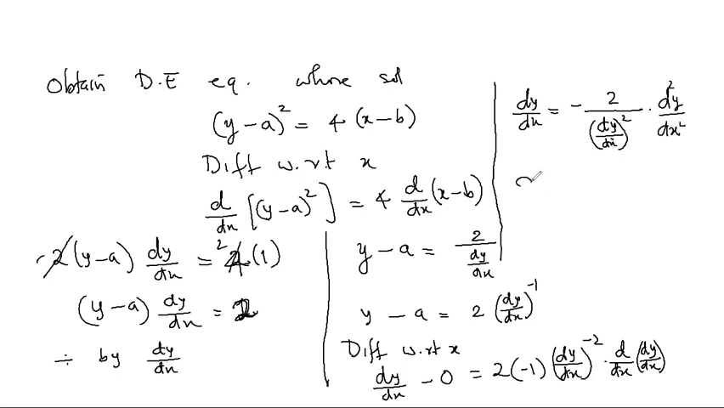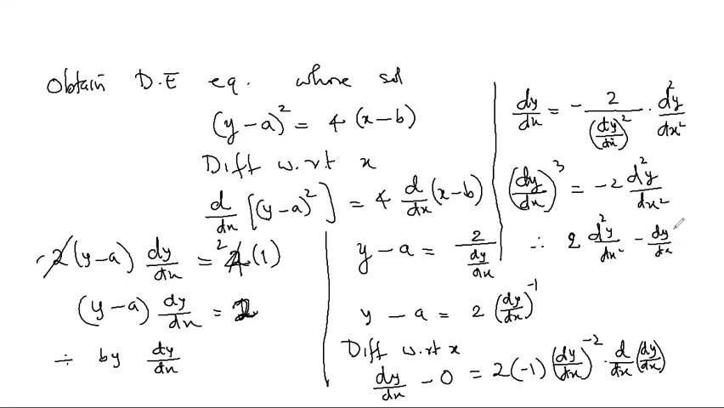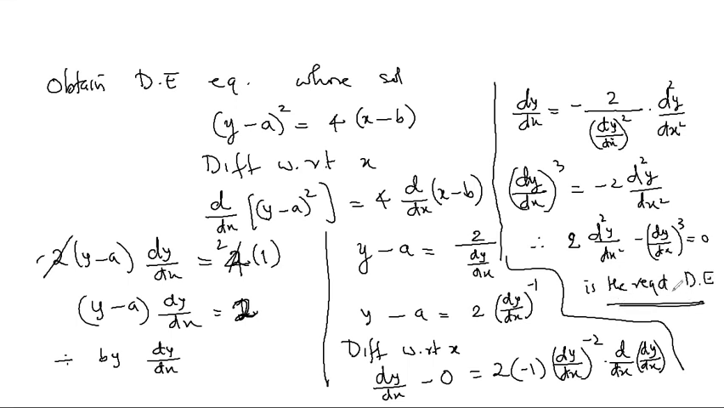Now cross multiply this. dy by dx the whole cube is minus 2 times the second derivative. Make it equal to 0. So 2 d2y by dx2 plus dy by dx the whole cube equal to 0 is the required differential equation. Understood the technique? Yes, sir. So this is a generalized technique for any problem.